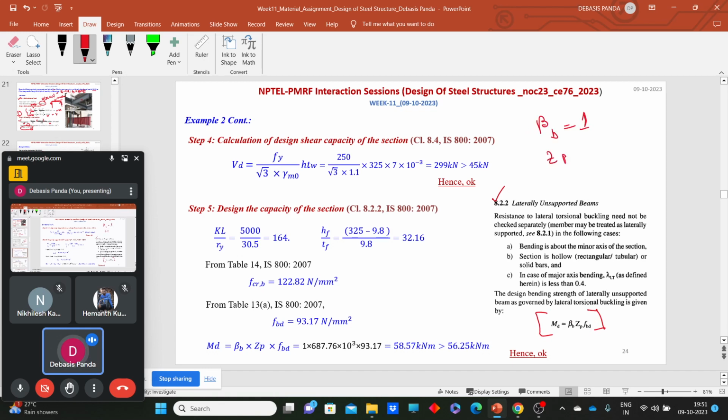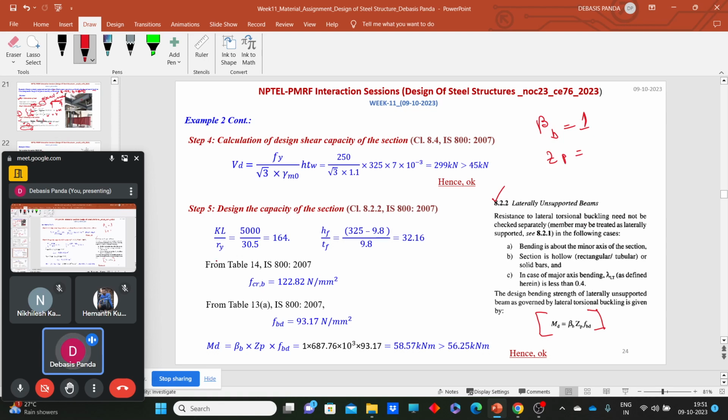ZP we have, already taken the value from SP6. One thing we need to calculate here is the value of FBD. How can we calculate the FBD value? We will directly go to the table, or use the table.